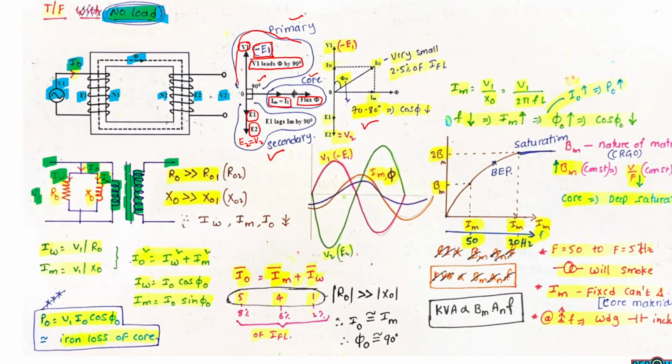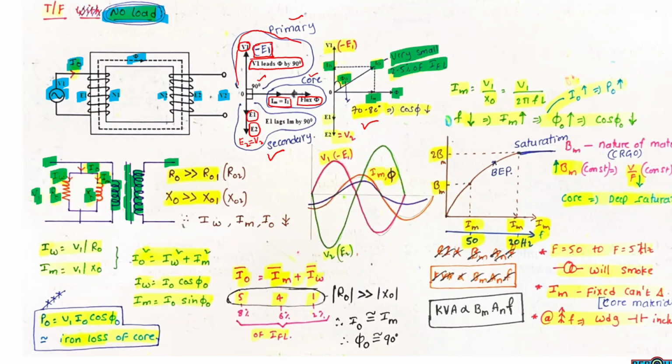The corresponding impedances are R0 and X0. These are connected in parallel with reference to the primary circuit. So this is no load current I0, this is working current IW, and this is magnetizing current IM. The magnetizing current IM and the flux in the core are in phase, and this no load current I0 is the vector sum of IW and IM. This is very small compared to full load current, only 2 to 5% of full load current.